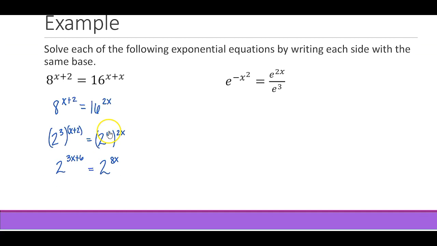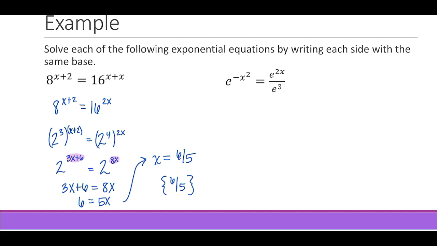And now, since they have the same base, I can go ahead and set their exponents equal to one another. Sort of thinking about taking log base 2 of both sides leaves us just with the exponents. 3x plus 6 is equal to 8x. Or we have 6 is equal to 5x if I subtract the 3x to the other side. So that leaves me with x equals 6 over 5. So I'm going to solve for x, divide both sides by 5. So 6 over 5 is my solution.